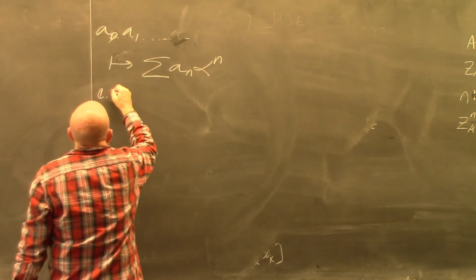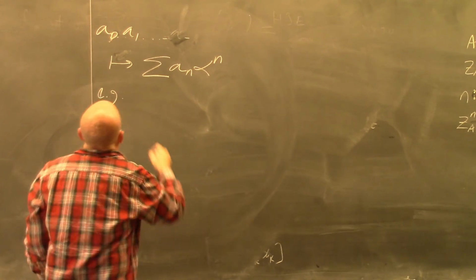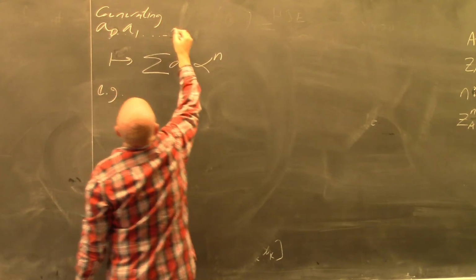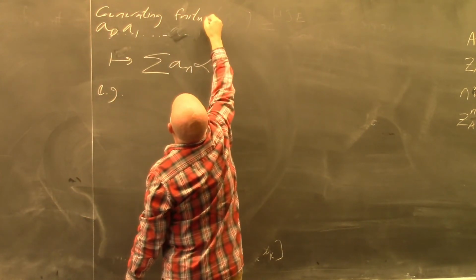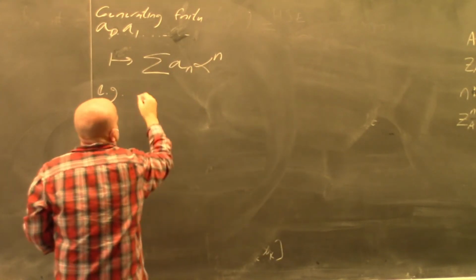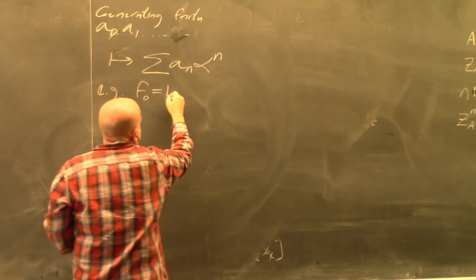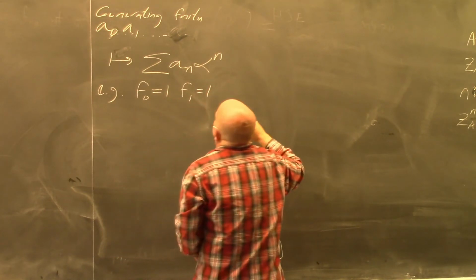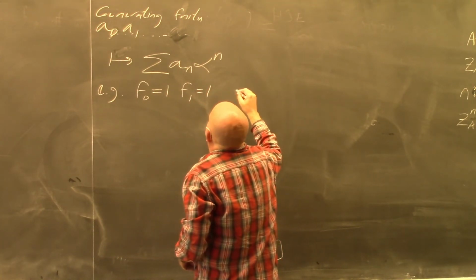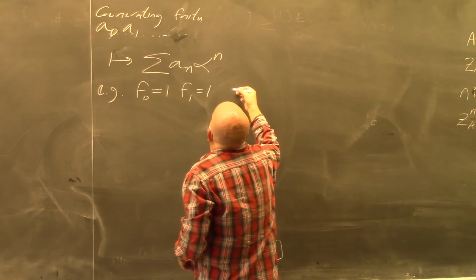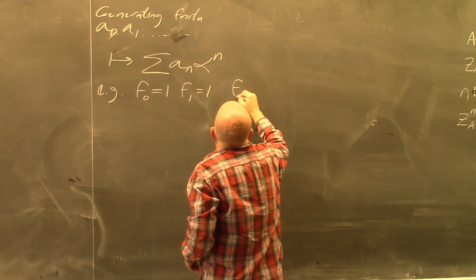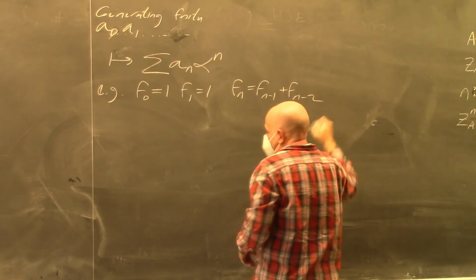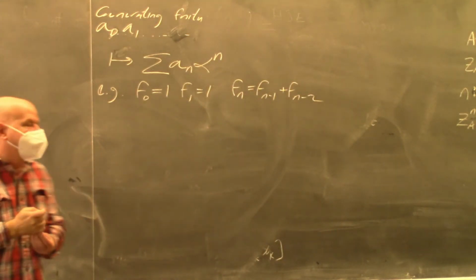So this is the so-called generating function. One standard example is the Fibonacci numbers. So you define f0 equals 1, f1 is equal to 1, and then fn is equal to fn minus 1 plus fn minus 2. I'm sure you've seen this.